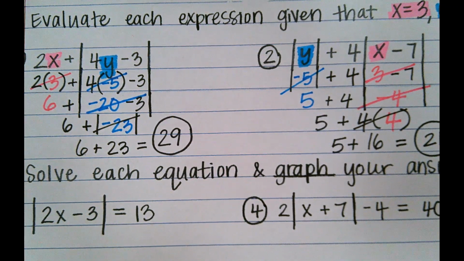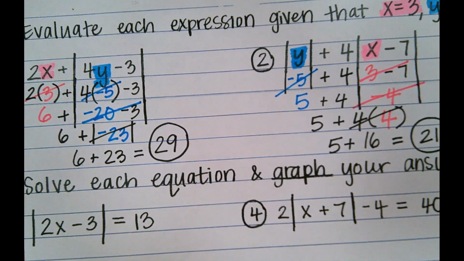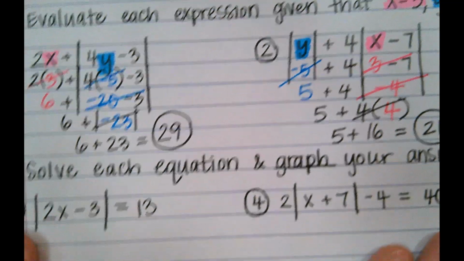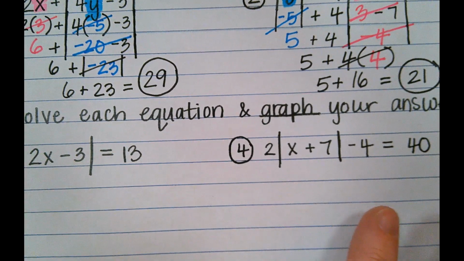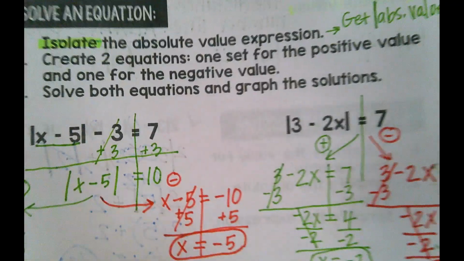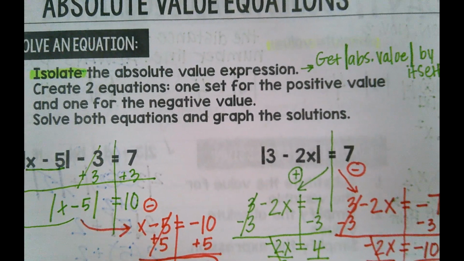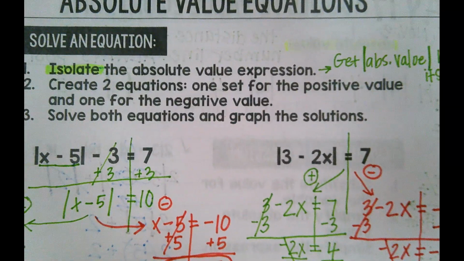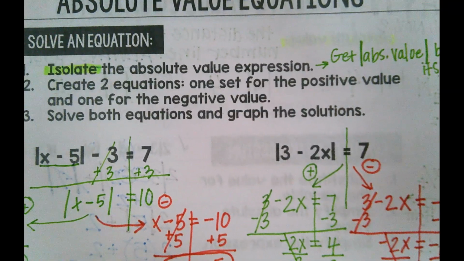Okay, so those were expressions. We didn't have to solve for a variable. We were given the variable, we plugged it in, we simplified. Now, I don't know what x is. We're going to find x. So we use a different set of steps, which again are on that handout. When we solve an equation, step 1 is to isolate the absolute value expression, so get that absolute value by itself. Then we split into 2 equations, and then we solve the equations.